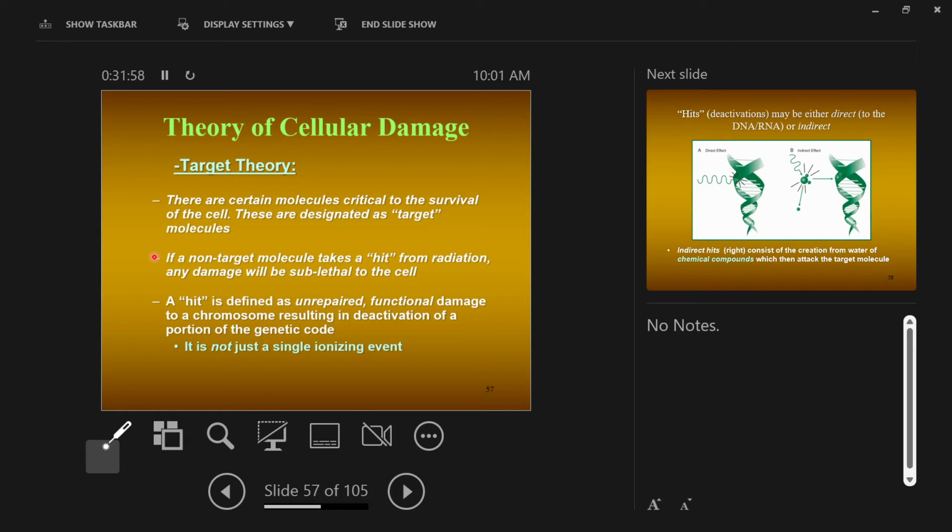Sublethal, okay? A hit, as in you hit the target, is defined as unrepaired functional damage to a chromosome, which, if it happens in the right spot, can result in deactivation of a portion of the genetic code. This is not going to be from one single ionizing event. This is going to be from many ionizing events in and around the strand of DNA that's in question here.